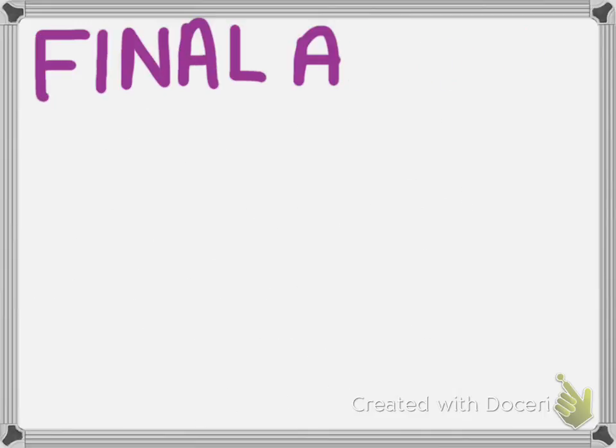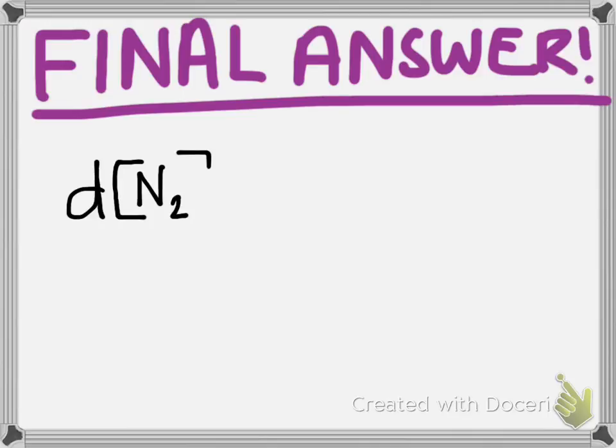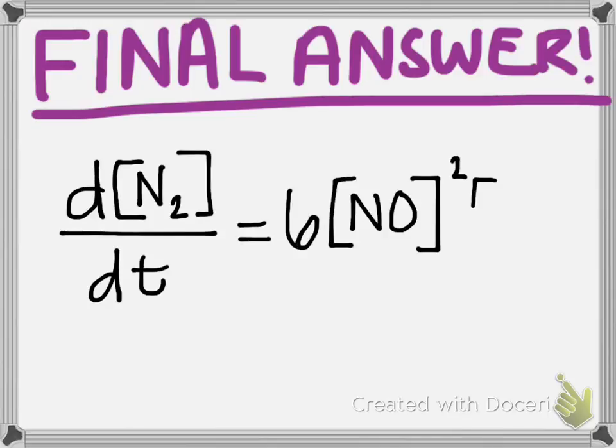Now you can rewrite your final answer as follows. d[N2]/dt equals 6 times the concentration of NO squared times the concentration of H2.